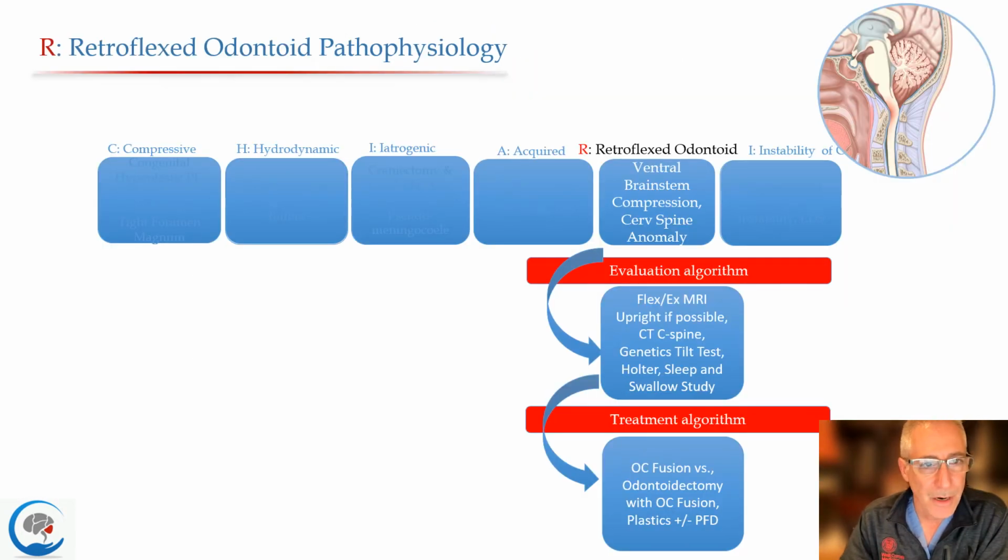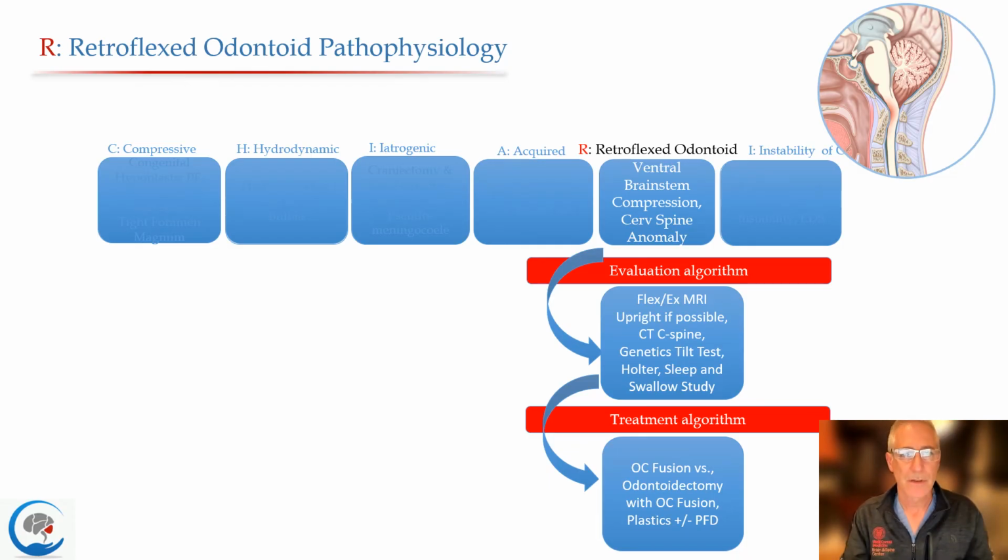The last two parts of this algorithm, retroflexed odontoid and instability of the craniocervical junction, are probably the most complex. They're less common in the young children, although we have had to treat this in children as young as 2 or 3 years of age. More common in the young female teenage population with comorbid Ehlers-Danlos syndrome, and so certainly something that we see a fair amount of and really have to think about.